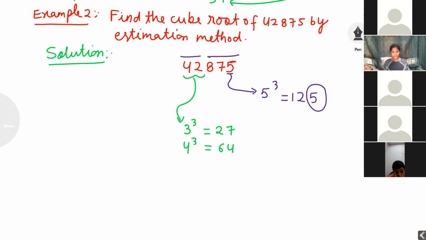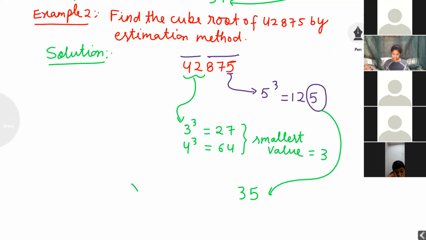Which value do I want to take here? The smallest value. What is the smallest value? 3. The smallest value is 3. Now, what is the answer? The answer is 35. This is 3 from the left side, 5 from the right side.